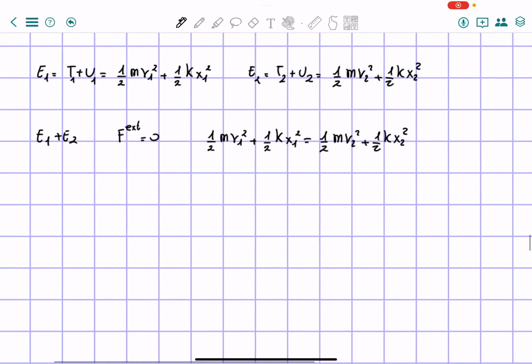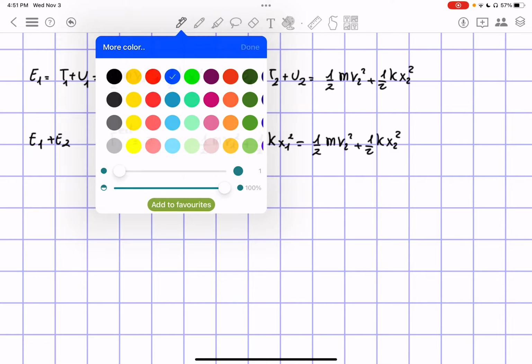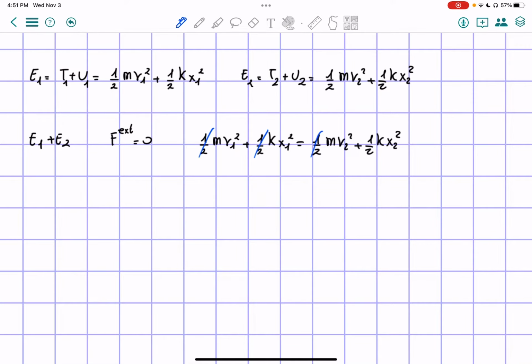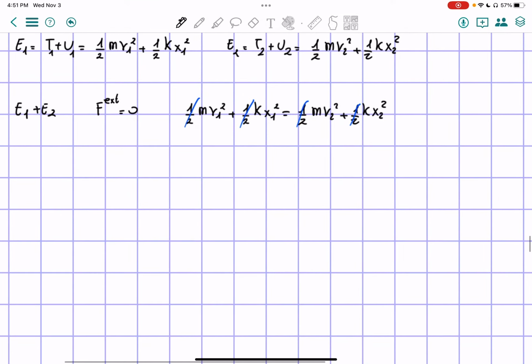Okay, so now let's try to solve that. Now we can get rid of all the 1/2 in front of everything, and then we can move the potential energy on one side. So let's move it to the left. So we have k x1 squared minus k x2 squared. Now let's move the kinetic energy to the other side. So we have m v2 squared minus m v1 squared.